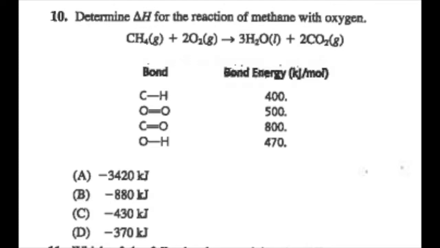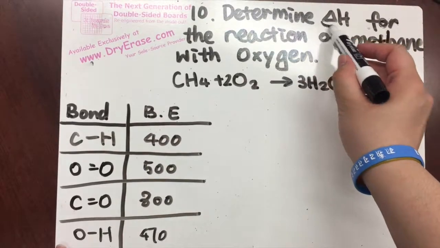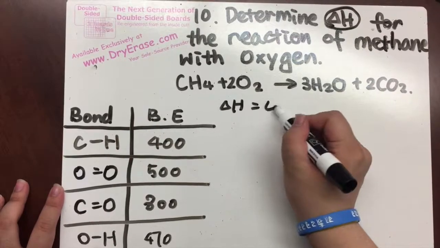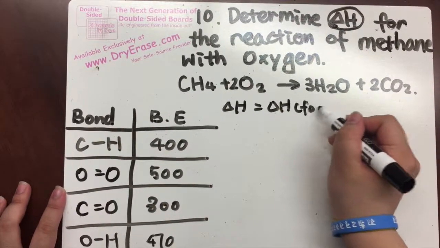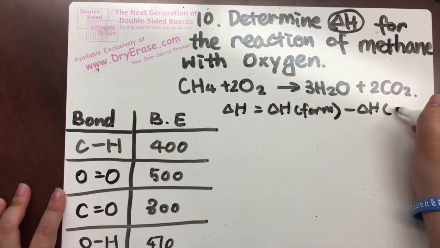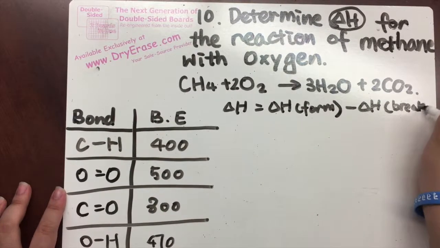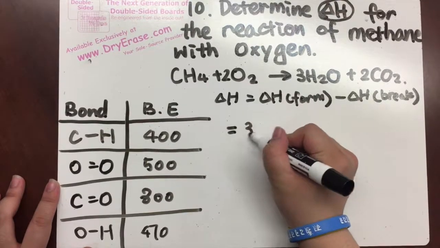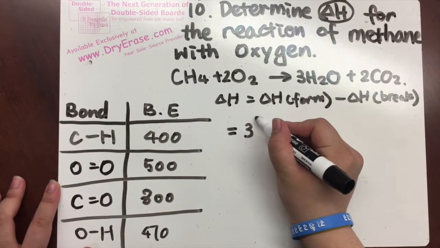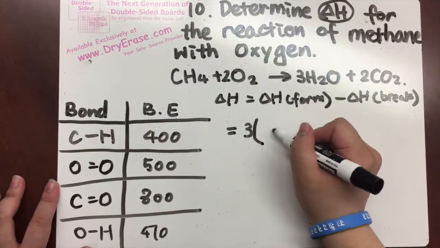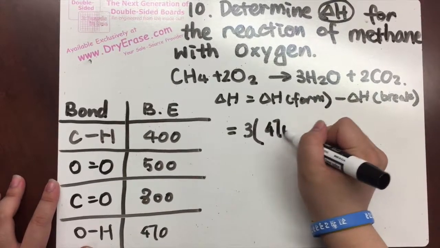The term delta H for the reaction of methane with oxygen. In order to find delta H for the overall reaction, we need to note the formula for that. Delta H equals the energy from forming the bonds minus the energy to break the bonds. In this reaction, there are 3 water molecules and 2 carbon dioxide formed. So we put 3 in front of it, and since we know that there are 2 OH bonds in each water molecule, we times it by 2.